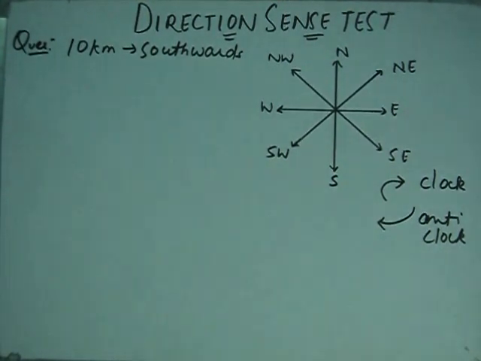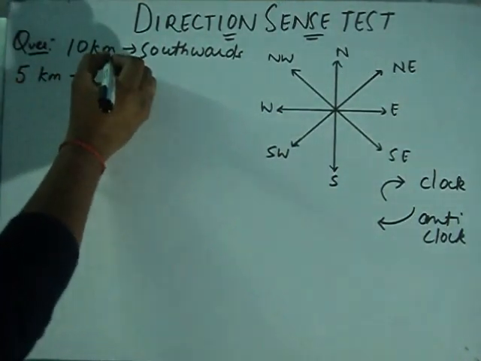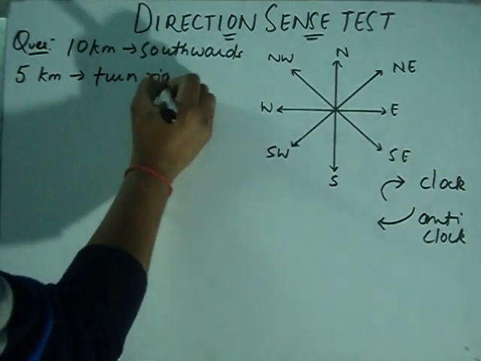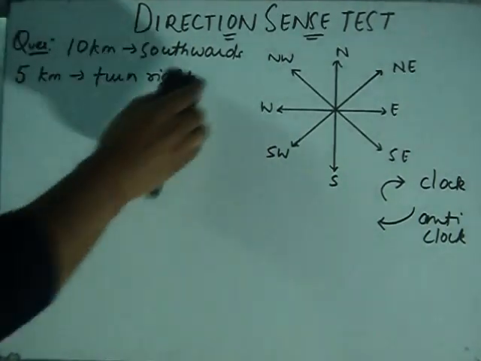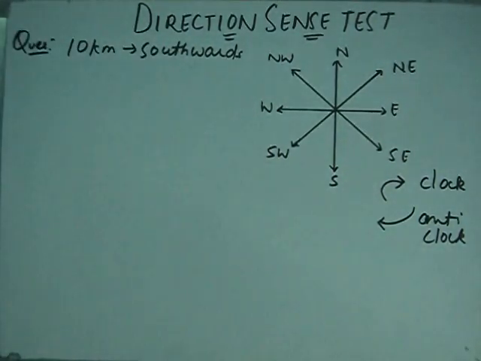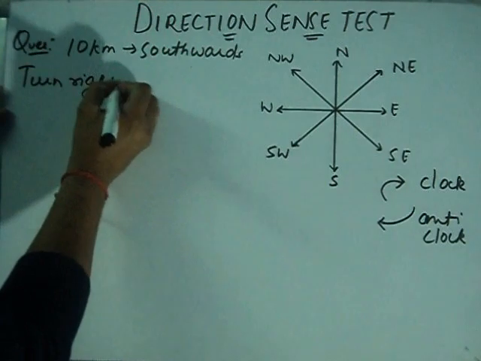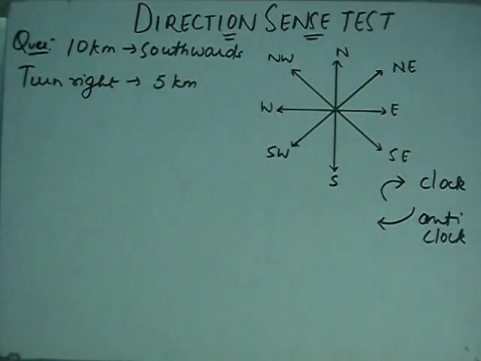After that, he turned right and cycled 5 kilometers. After traveling 10 kilometers southward, he turned right and traveled 5 kilometers. He is traveling 10 kilometers in the southward direction. After that, he takes a turn right and travels 5 kilometers. It is like an algorithm, if I say.